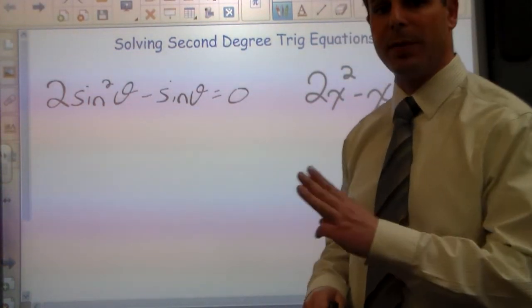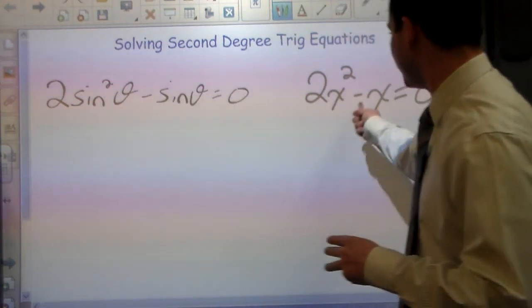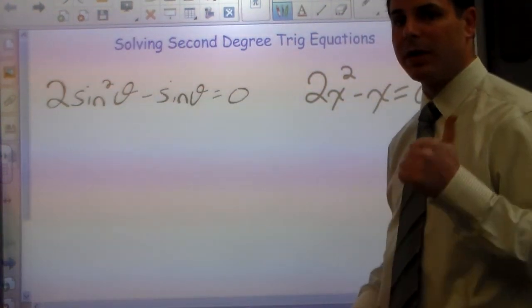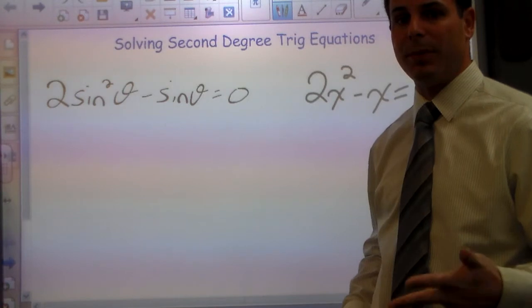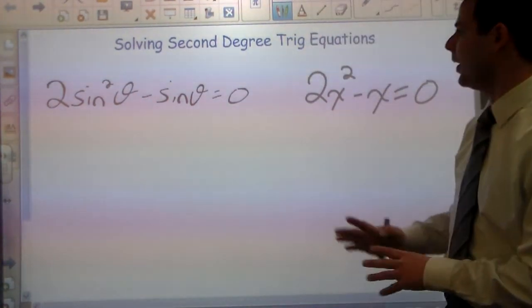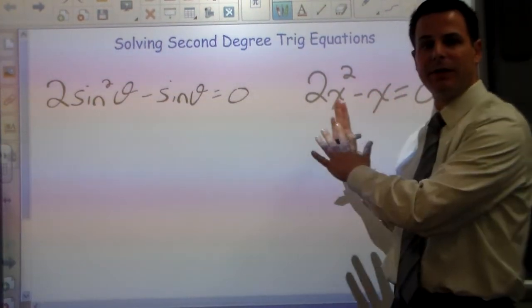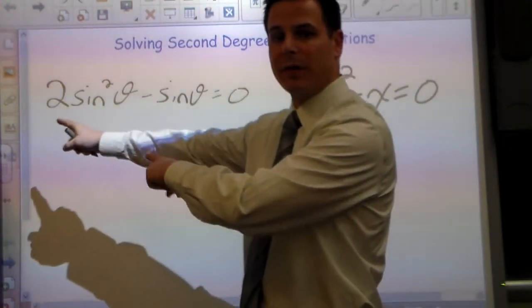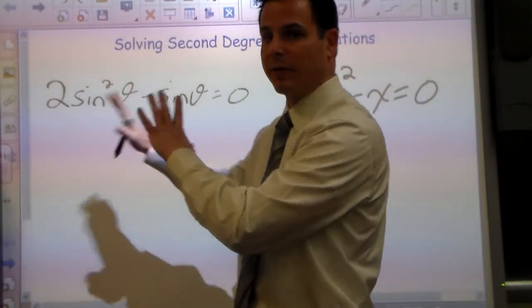Just recall that there were 3 methods to solve second degree functions with polynomials. There was factoring, completing the square, and the quadratic formula. All 3 may apply here with second degree trig functions. So if it helps, change it to x, solve for x, but don't forget we're not solving for x, we're solving for theta, so that's what sine theta equals.